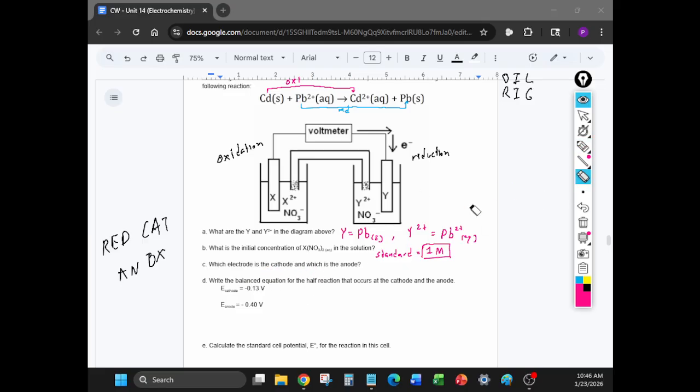Okay, so the cathode is where reduction takes place. So reduction is going to be Pb. You can also say that it is Y. And then anode, an ox. Anode is where oxidation takes place. And if you take a look right here, oxidation happens to cadmium, which is also known as chemical X in this problem. So any of those answers work.